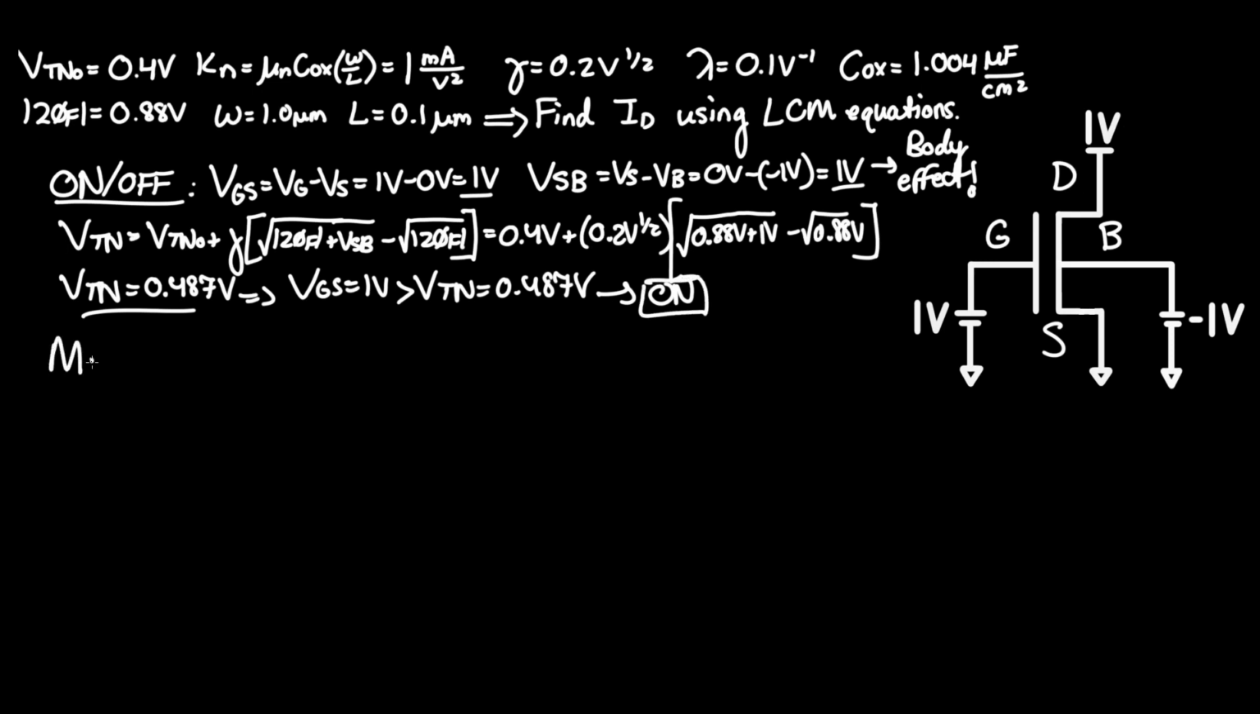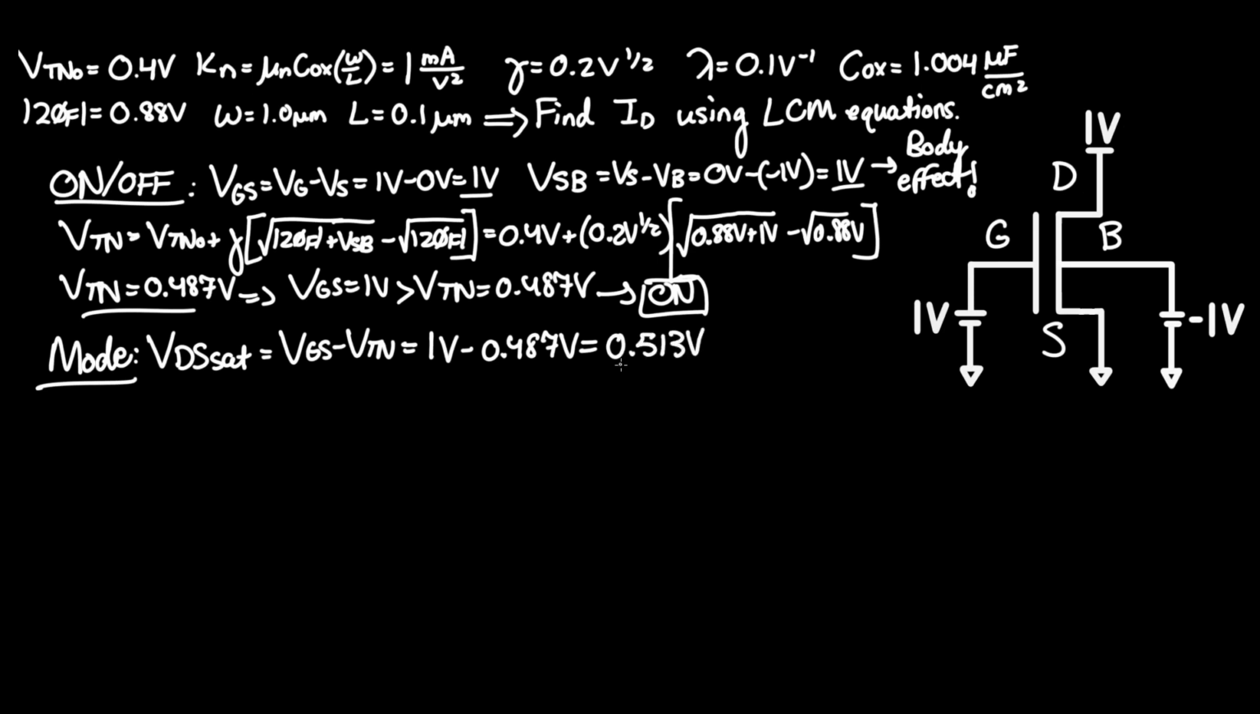Now to see what mode it's in, we need to find VDS sat. So if VDS is greater than this, then it's in saturation mode. If it's less than this, it is in triode mode, or linear, some might call it. And VDS sat, given the long channel model equation, is VGS minus VTN, or 1 volt minus 0.487 volts.